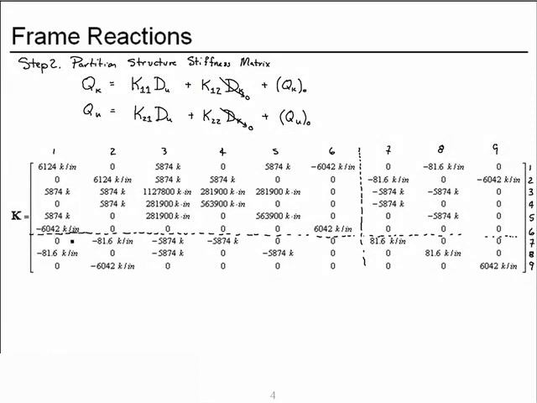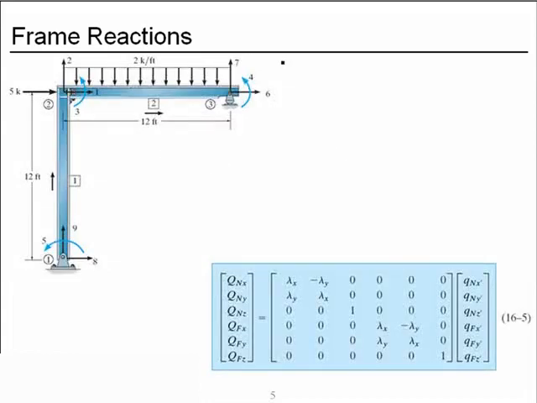And so I'll divide it in between the unconstrained and constrained degrees of freedom. Between the unconstrained and constrained degrees of freedom, this top left piece is the K11 we need. This bottom left piece is the K21 we will need. But before we can solve this equation for our unknown deformations, we need to calculate our fixed end forces. So step 3 is finding the fixed end forces.